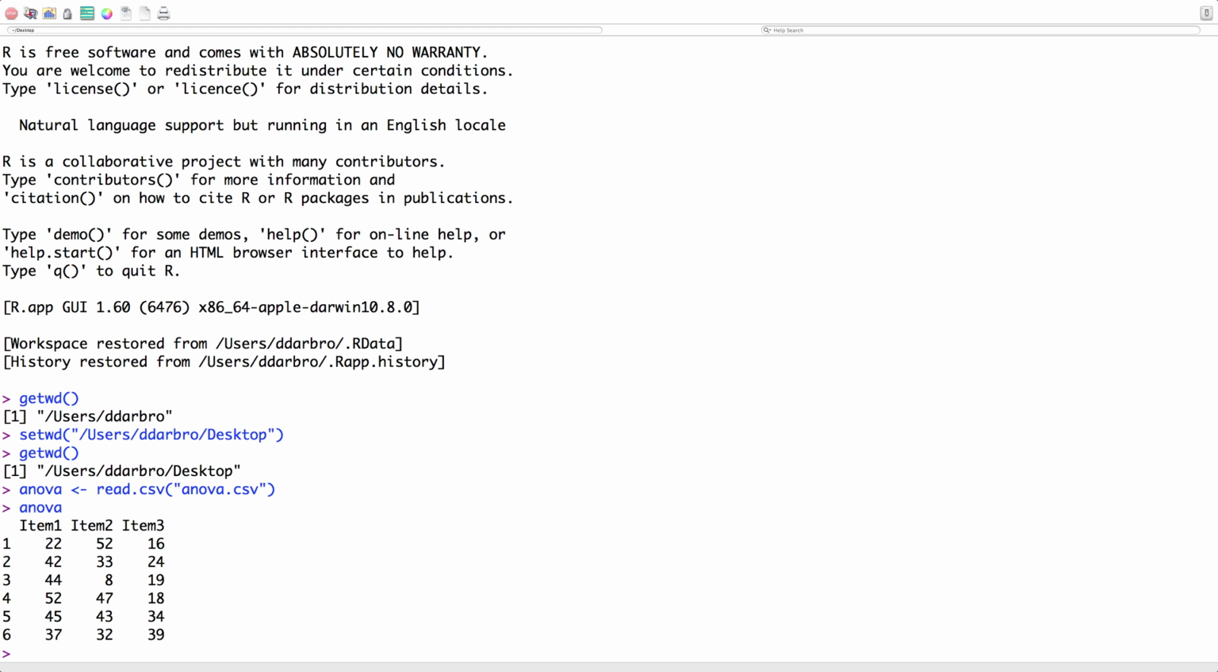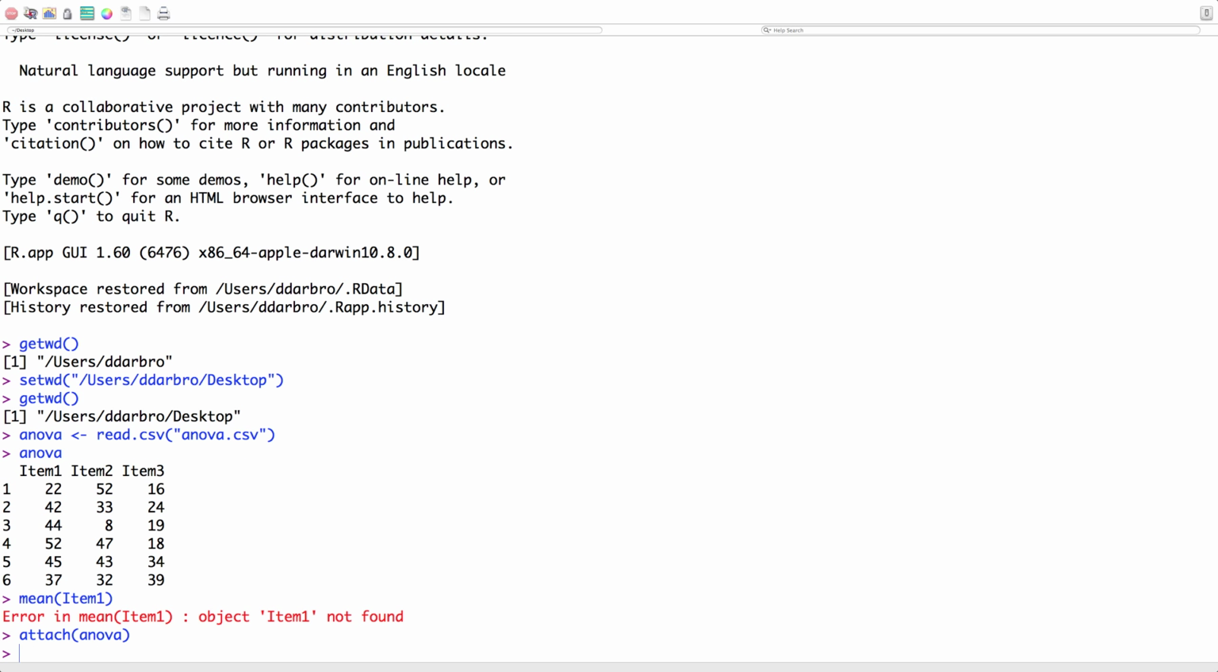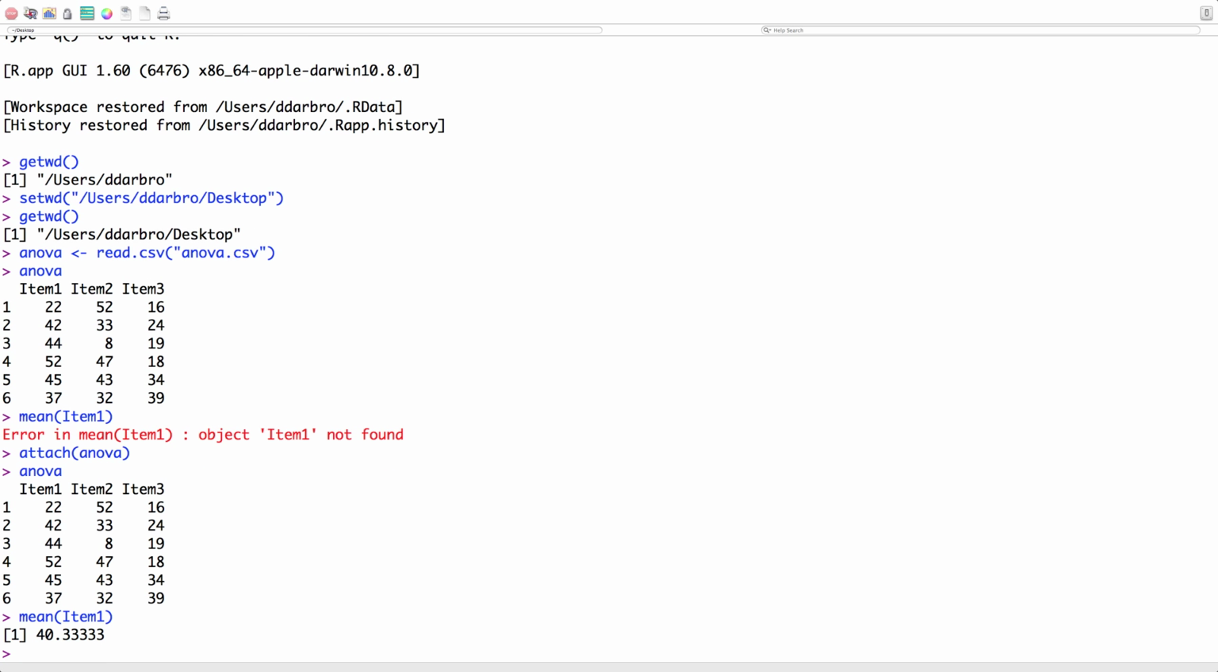All right, guys. What I want to do next is find some means and standard deviations. So I'm going to write these things down. I want the mean of item 1, and I didn't get it. Can anybody tell me why? Yep, I haven't attached it. So I have to attach. Now I can look at Anova, and now I'll be able to get a mean for item 1.